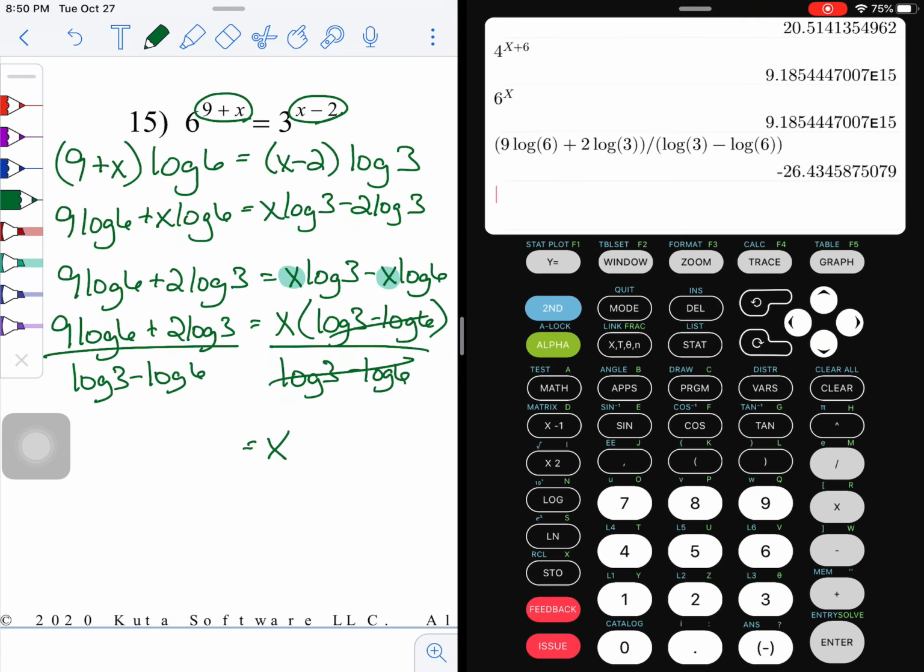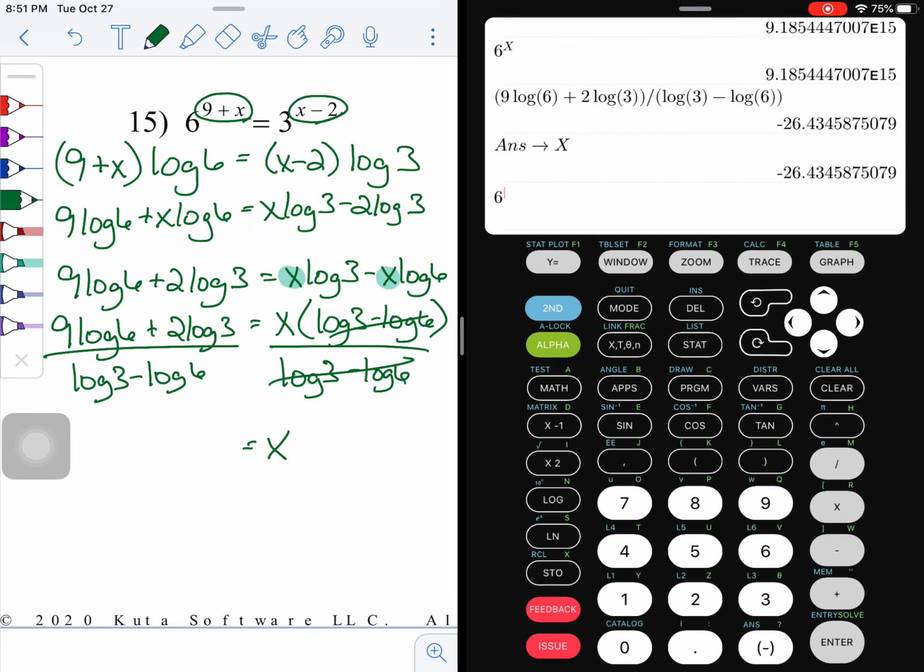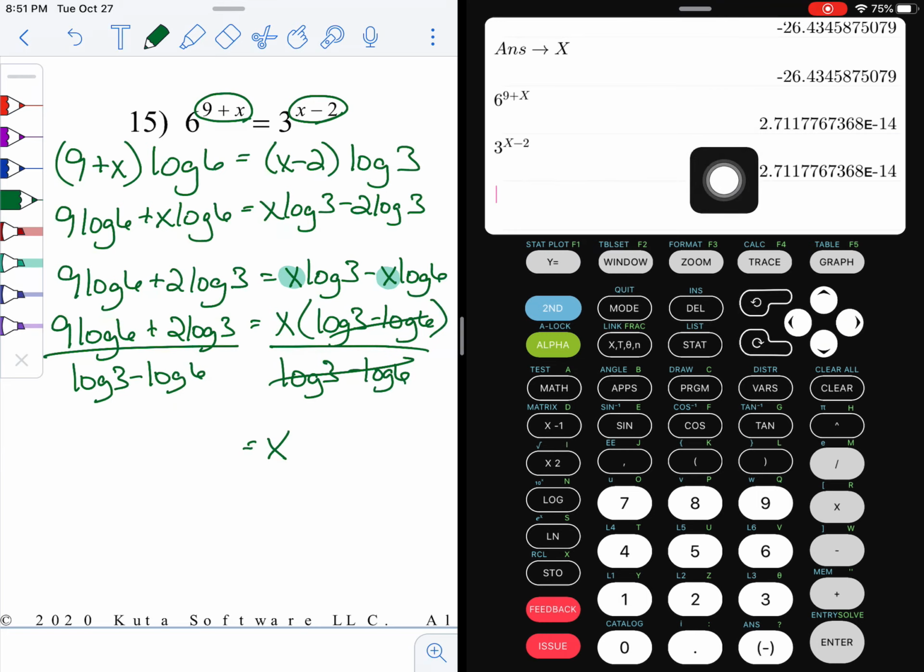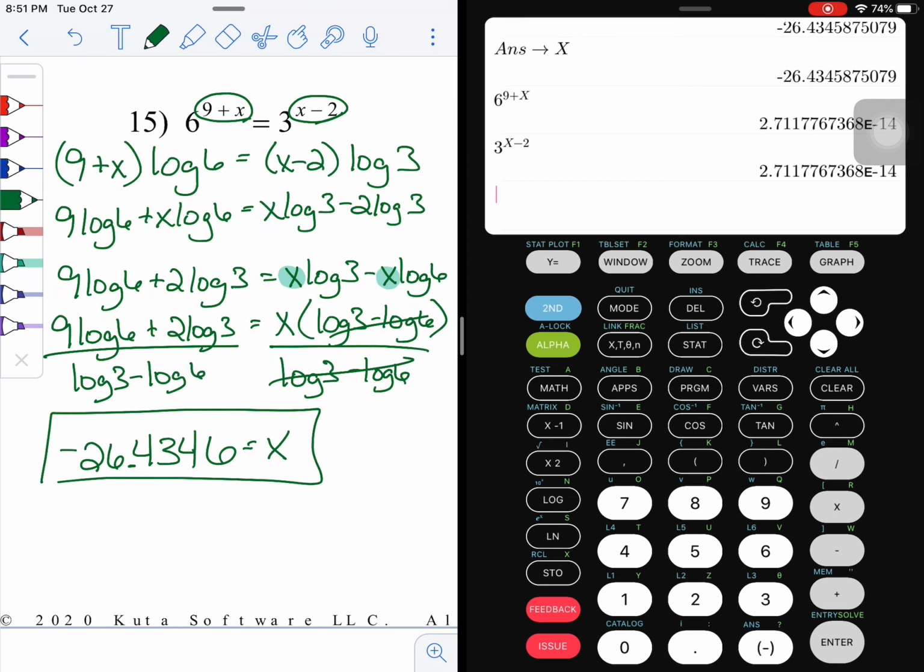Wow, that is one wacky answer. Let's see if it's the right wacky answer. So I'm going to go ahead and store it as x. Let's see, 6 to the 9 plus x is equal to that mess. 3 to the x minus 2 is equal to, well, look at that. It's the same mess. Now, it doesn't matter what these answers actually are. What matters is that number by number by number, they match. So that tells me that this is, in fact, the correct x value. So x is equal to negative 26.434. That 5 will turn into a 6 when I round it.